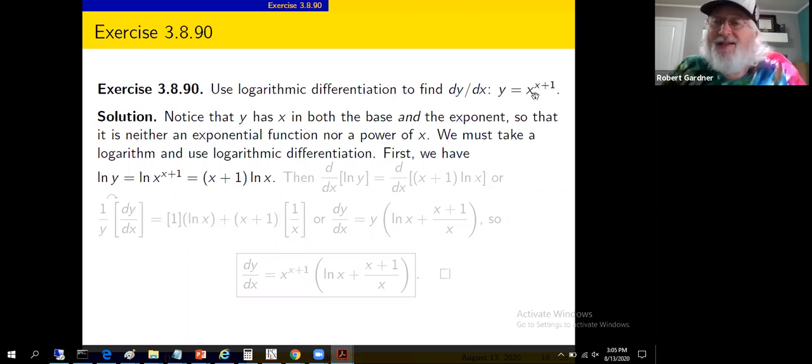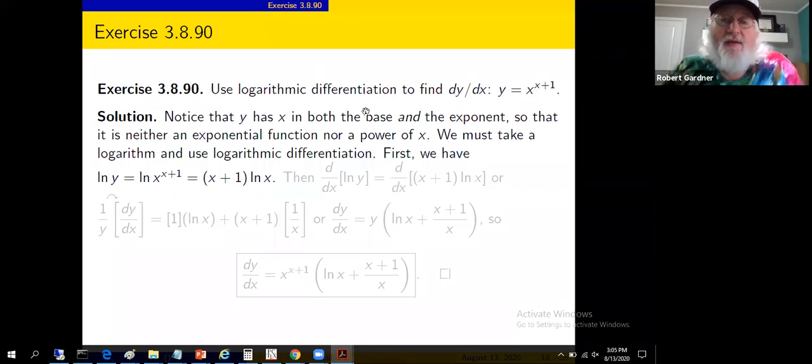Also, I can't treat it as a power of x. We don't have x to some specific power. We've got x's in the base. We've got x's in the exponent. I don't know what to do with that. That we haven't covered. It's not an exponential function. It's not a power of x. It's something new. We don't know how to do it as is.